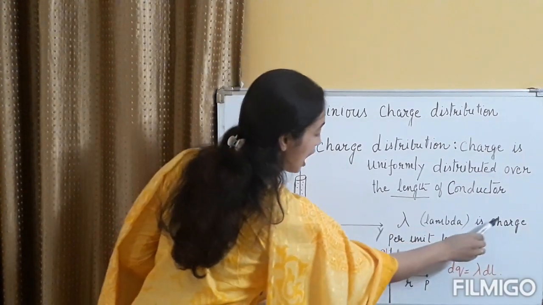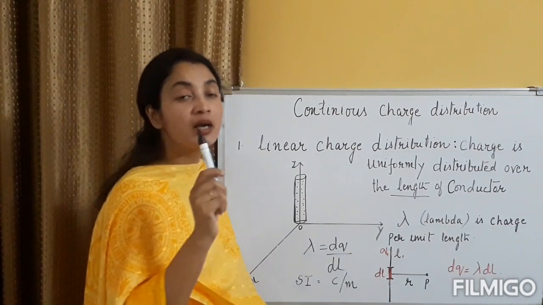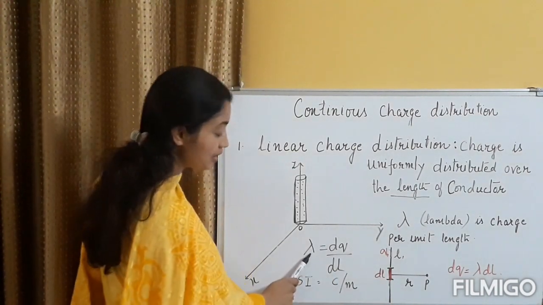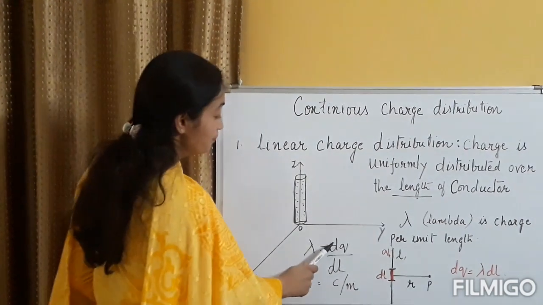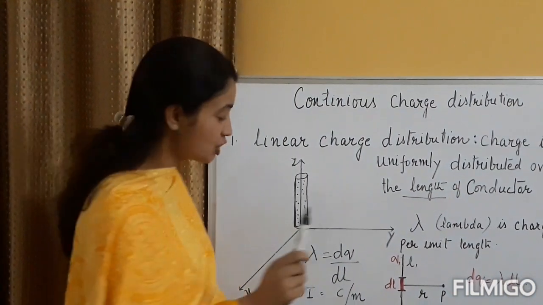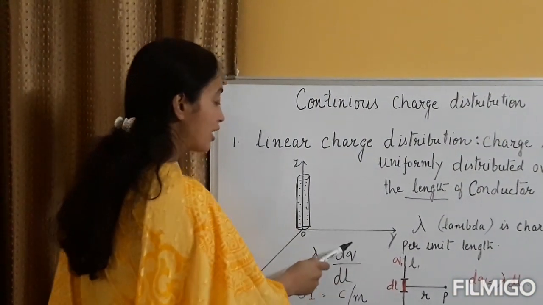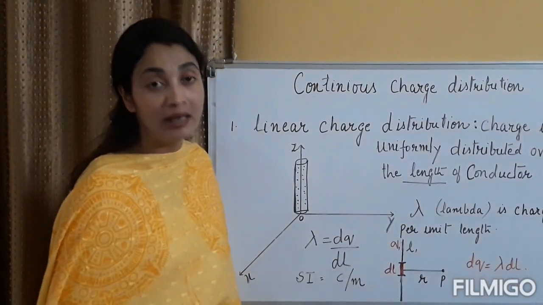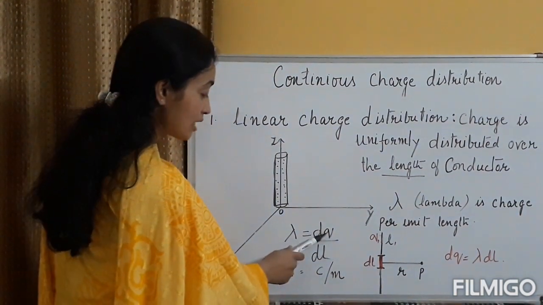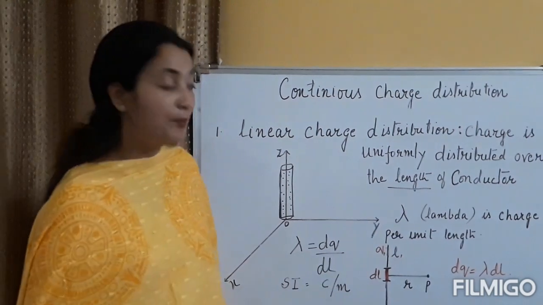Lambda here is charge per unit length. This letter will represent the charge per unit length. Lambda can be written mathematically as dq by dl. What is dq? A small charge, and what is dl? A small length. This is a small charge distributed over a small length, dq by dl. SI unit: charge is in coulombs, length is in meters, so coulomb per meter.